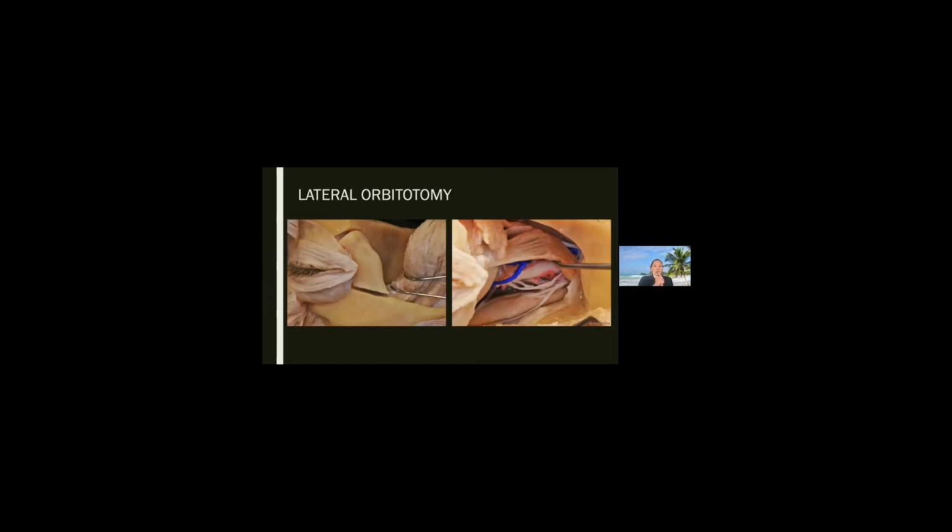So that's sort of the superior approach. If you want to take a more lateral approach, you can remove the zygomatic portion of bone. And here again, I wrote an image of what that would look like if you got into the orbit from a lateral region. You can lift the lateral rectus. You see the inferior rectus here with an inferior division of cranial nerve 3, and then you can reach your optic nerve that way.